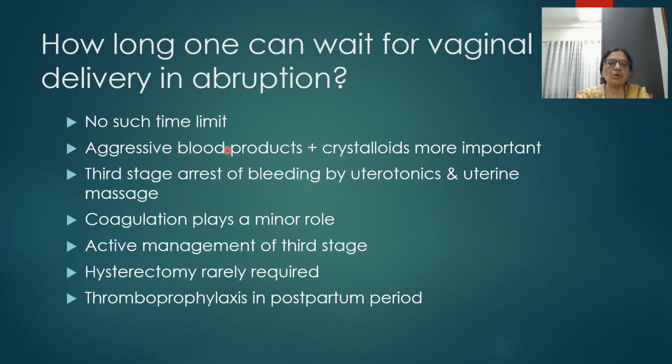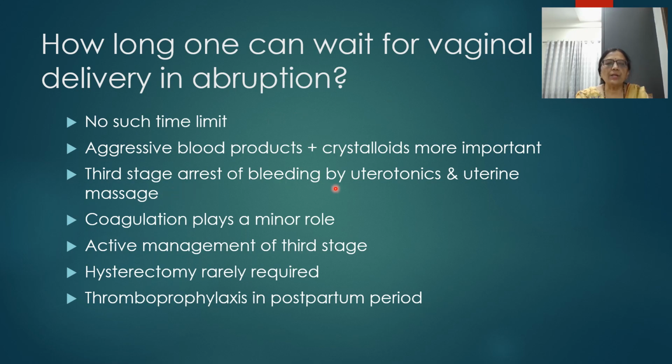So if hemorrhagic shock is treated aggressively, then there is no need to proceed with caesarean section just because the patient has not delivered at the end of say 6 hours or 8 hours. Aggressive blood products and crystalloids are more important than keeping the time limit for the duration of the labor.